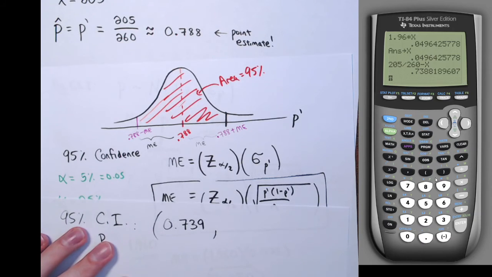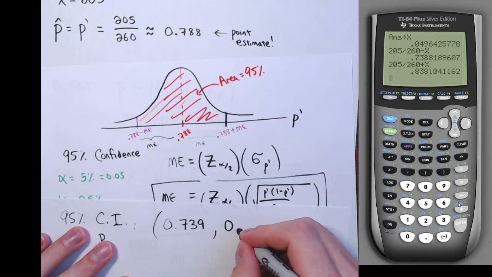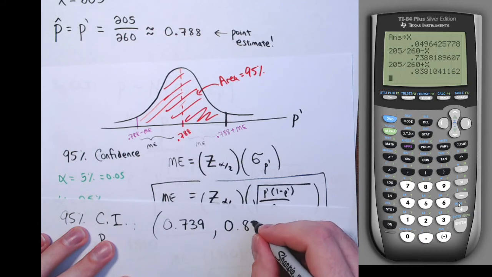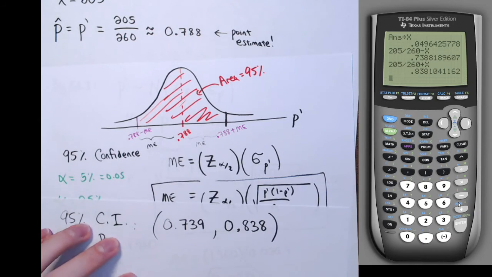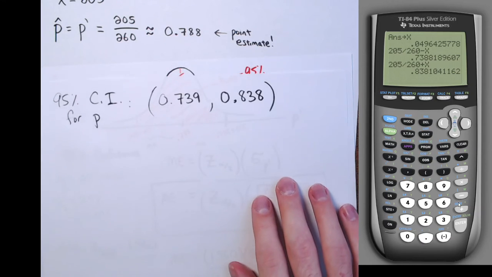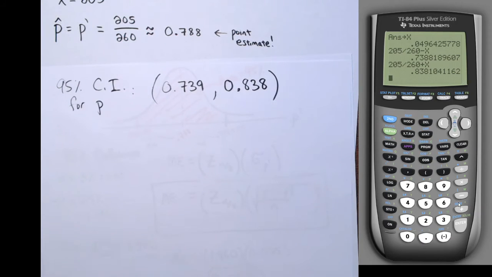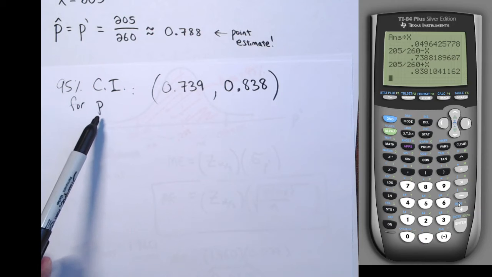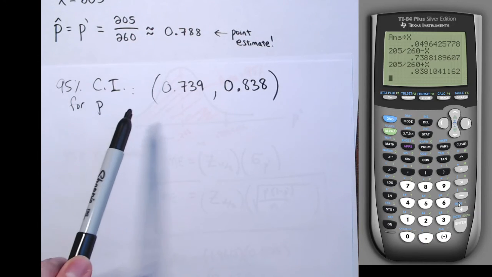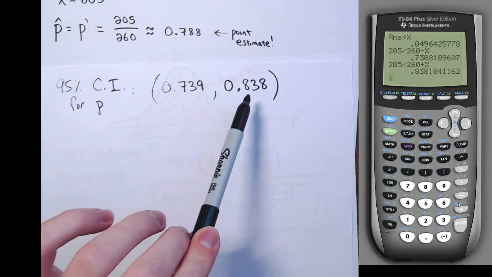And then just enter the same thing again, but change the minus to a plus. This will be the point estimate plus the margin of error. And our upper end is at 0.838. And there's our 95% confidence interval estimate for P. So we'd be saying, based on this sample, that we're 95% confident that the proportion of the entire population that has taken some sort of college entrance exam is somewhere between 73.9% and 83.8%.